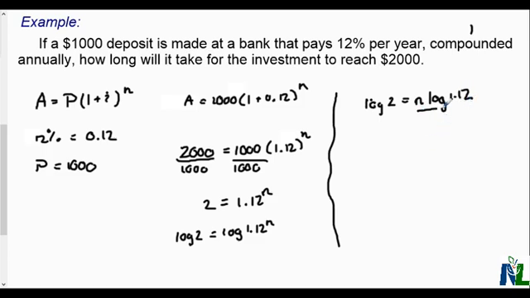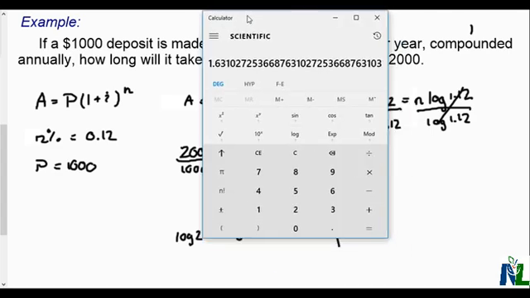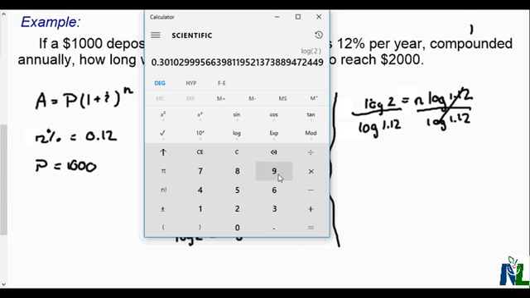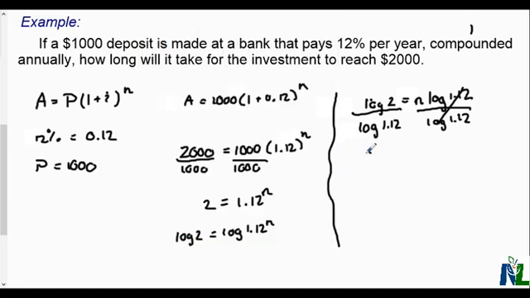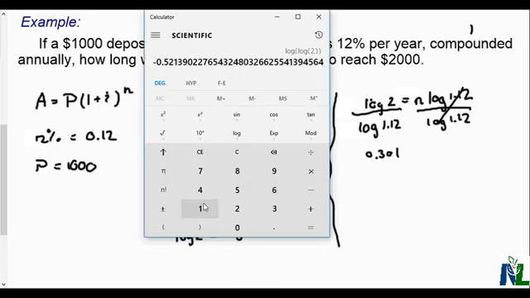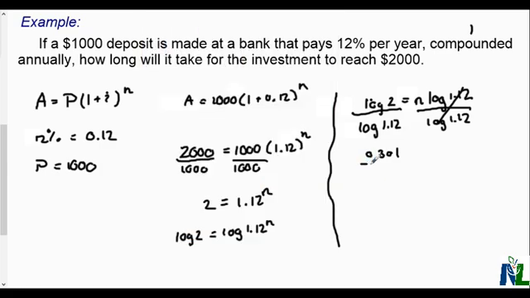Now to solve for n, I'm going to need to divide by the log of 1.12. So I'll do that to both sides. They will cancel on this side. But now I need to get some numerical values here. So I need to get the value of log 2, which is 0.301, and the log of 1.12, which is 0.049. And that's going to be equal to n.